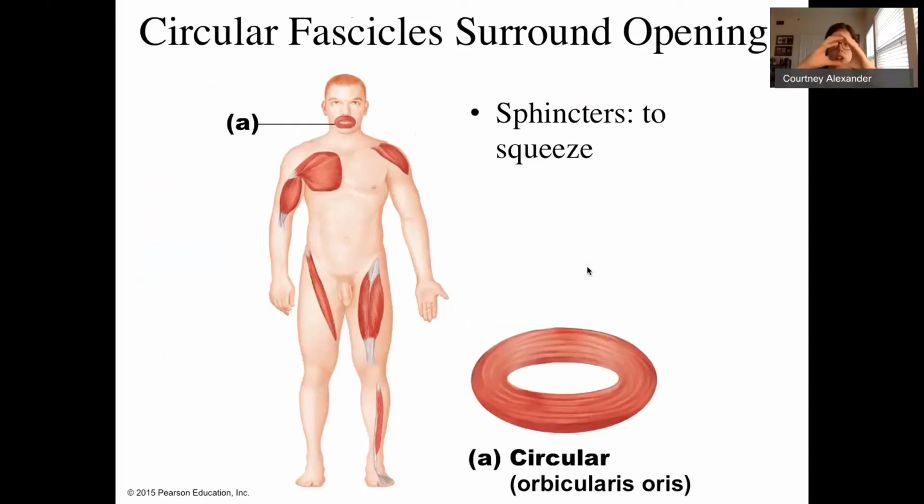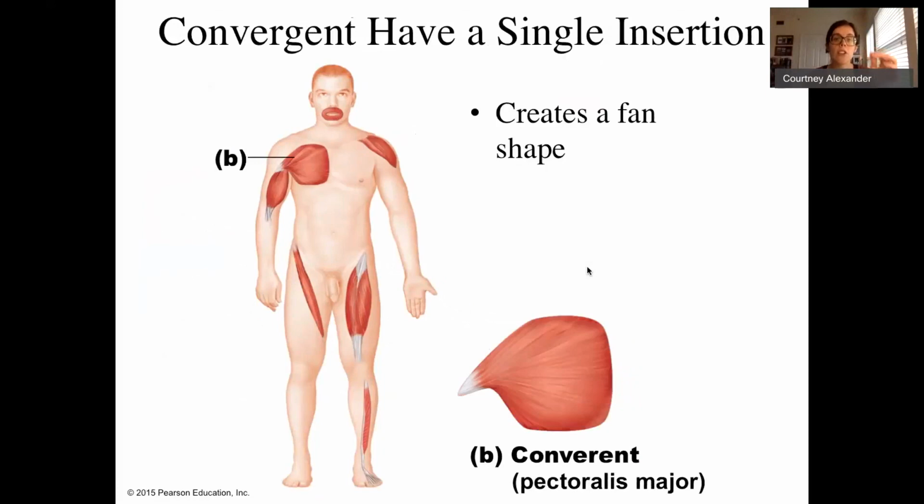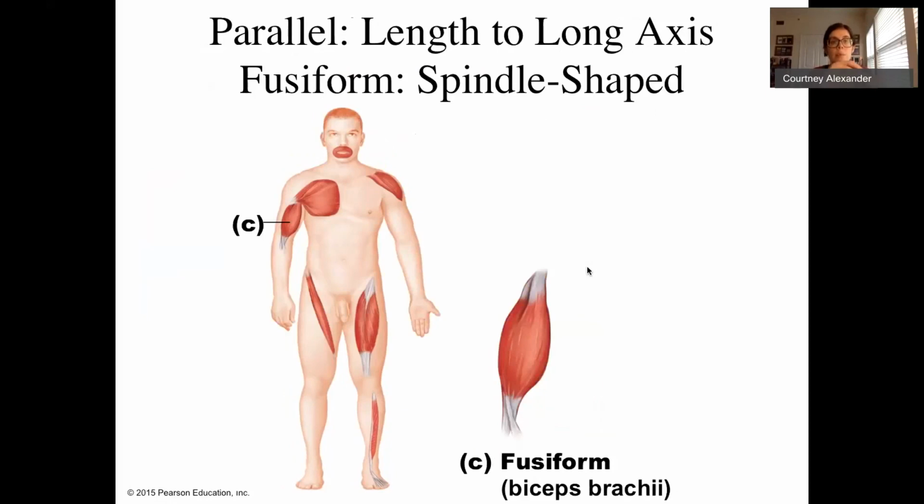So if it's circular, it's going to be around openings, and those are going to squeeze or relax to open that opening. Or we can have a convergent on a single origin. So we can create a fan, like our pectoralis major will create a fan. This creates a large amount of force on that single insertion. If it is parallel, it's going to run along the length of a long axis. This is a fusiform. This is a more flexible muscle shape.